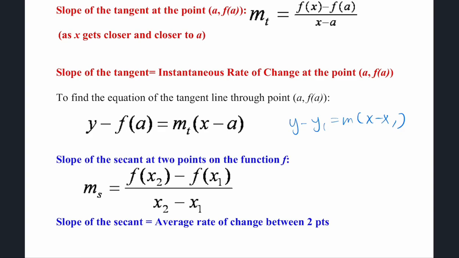Slope of the tangent is at a point. Slope of a secant is at 2 points. So just remember that as we go through it. It's the same old slope formula for both. Same old y minus y1 equals m times the quantity of x minus x1 for both if we wanted to find a secant line. Those formulas are not different. What's different is how we approach them, okay?